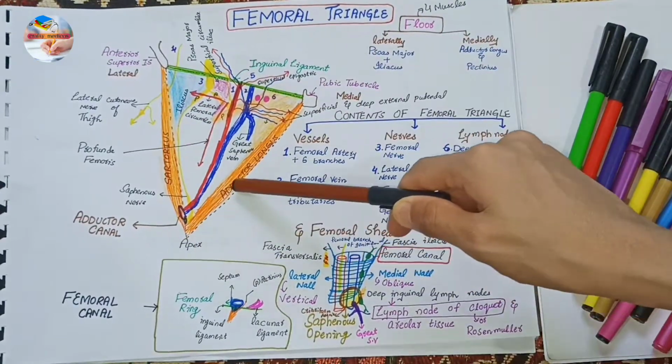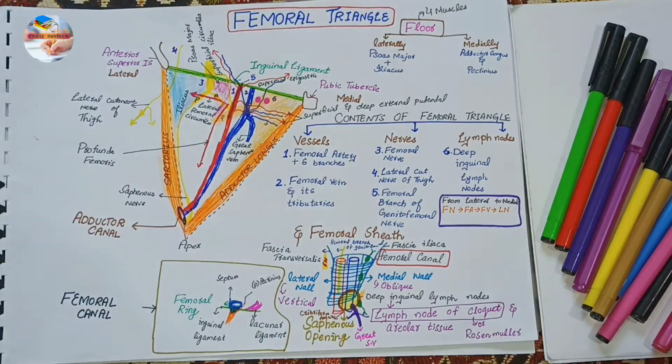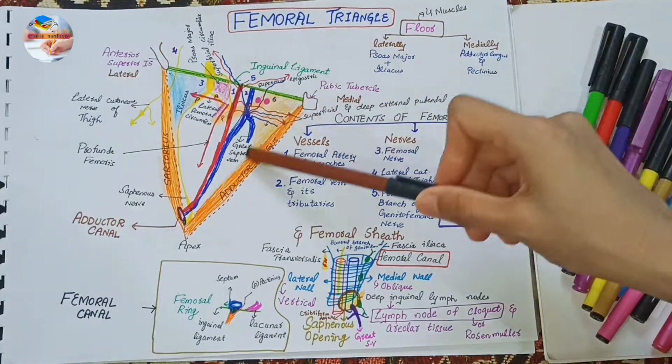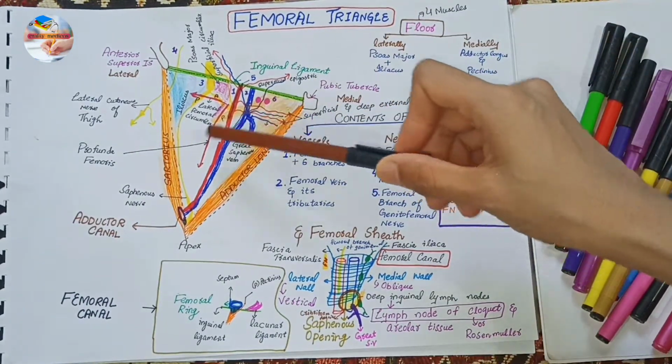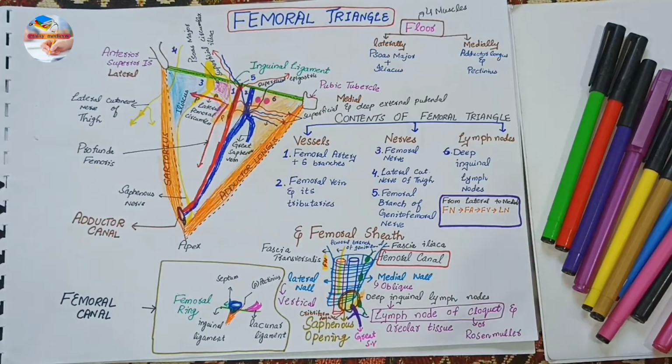sartorius, and its apex is formed at a point where the medial and lateral boundaries cross each other. The floor of the femoral triangle is formed medially by the adductor longus and pectineus muscle, whereas laterally it is formed by the iliacus and psoas major muscles. Discussing the boundaries of femoral triangle, now let's discuss the contents of femoral triangle.